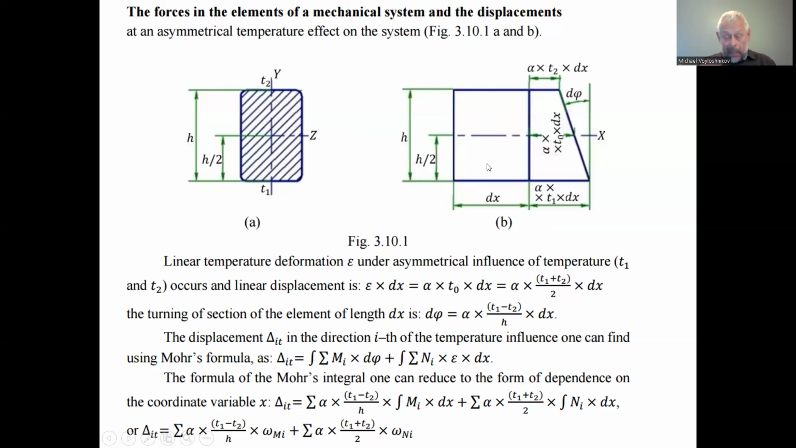we have the distribution inside of the transverse section, any transverse section of the rod. So what are the deformations of this segment, the segment of the beam or rod or any other element of the mechanical system?